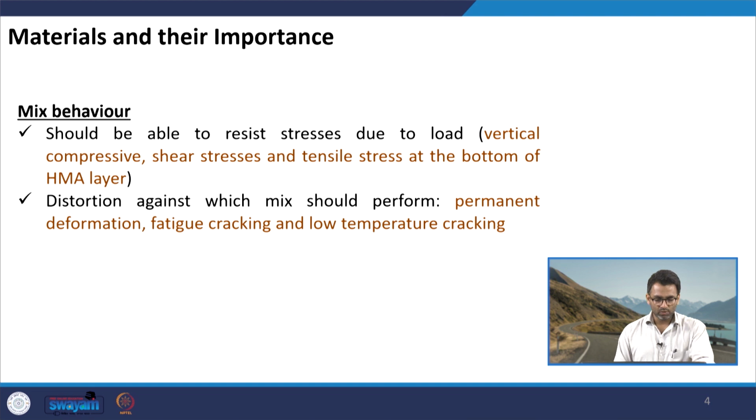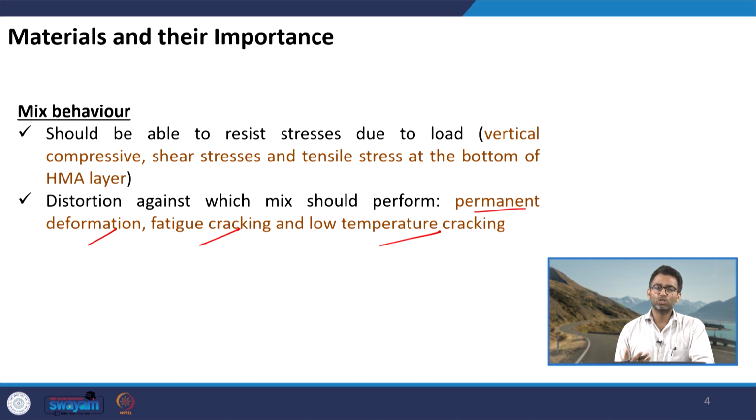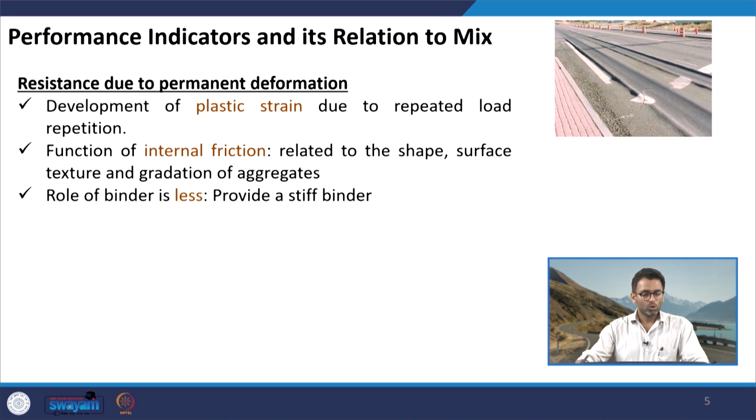these stresses. The main or the critical failures for which we are designing the mix include permanent deformation, which is rutting, then occurrence of fatigue cracking and occurrence of low temperature cracking. So, these are the three primary distresses against which the mix should perform. So, now let us discuss various performance indicators and their relation to the mix. The first performance indicator is that the mix should be resistant to permanent deformation.